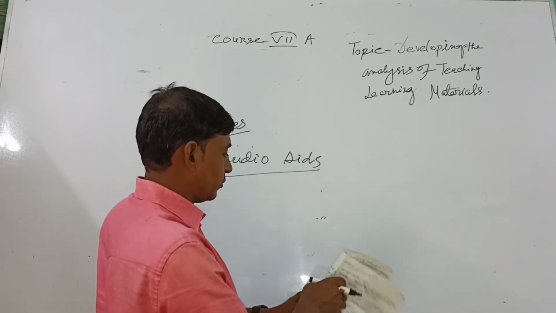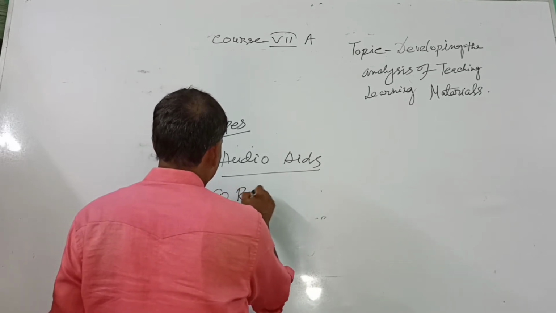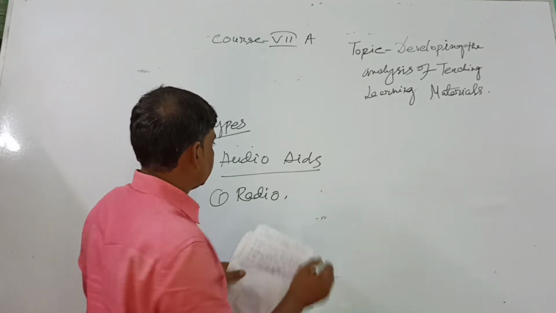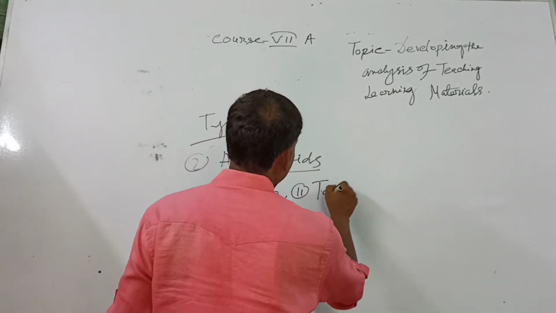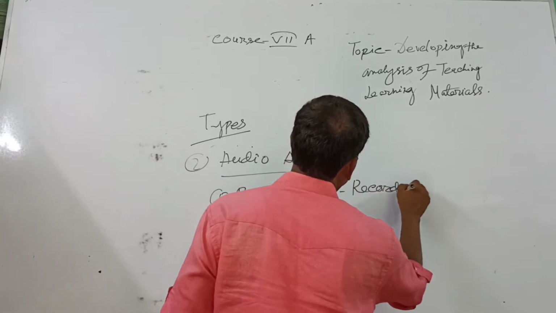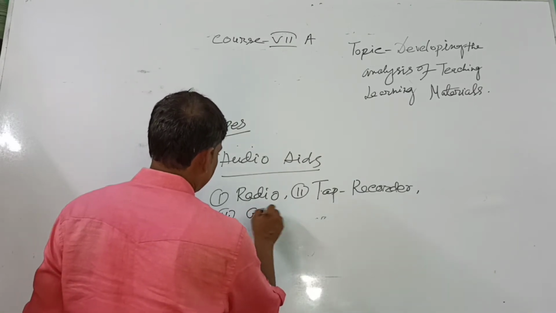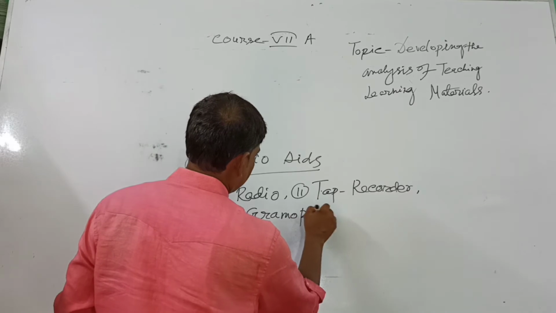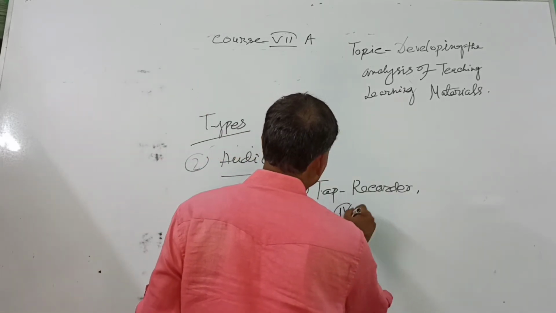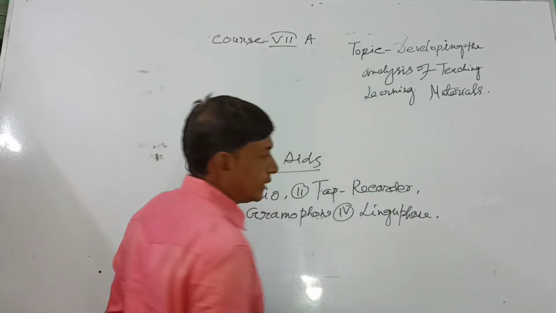Audio aids. Radio is a great example of audio aids. Next, tape recorder. Next, gramophone. After that, lingophone. Another great example of audio aids.